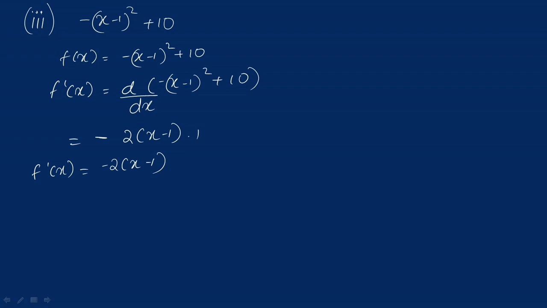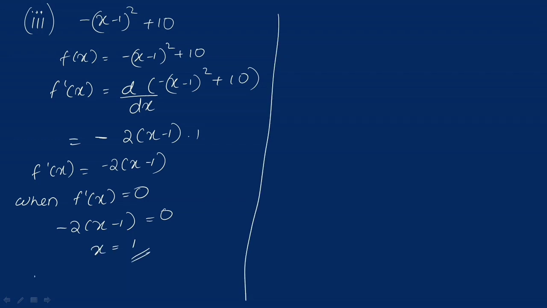So what is f dash of x? That is minus 2 into (x minus 1). When f dash of x is equal to 0, we have minus 2 into (x minus 1) equal to 0, and then from that x equal to 1. The value of x is 1.